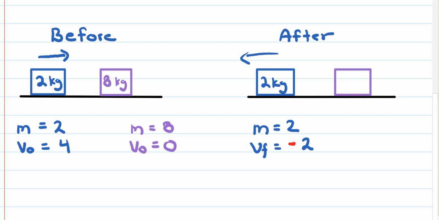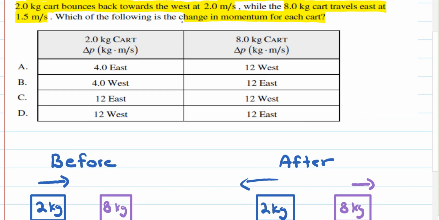And for the 8 kilogram object, its mass is still going to be 8 kilograms, but it's actually going in the east direction now, right? Its final velocity was going to be 1.5 meters per second in the east direction, so we'll keep that as a positive. And we want to find the change in momentum for each cart.